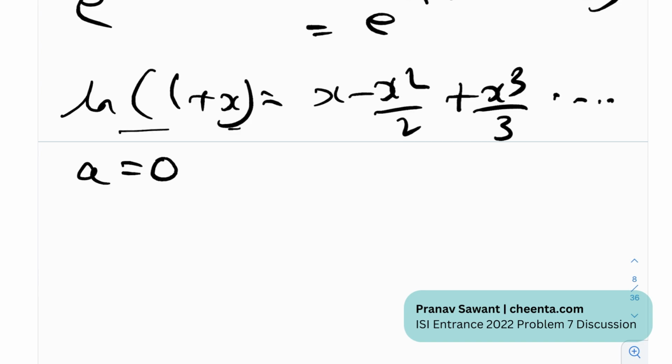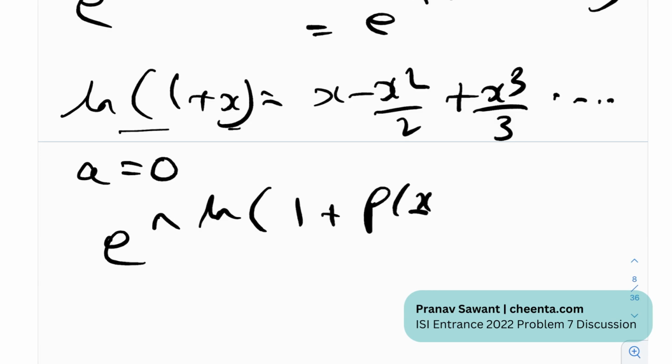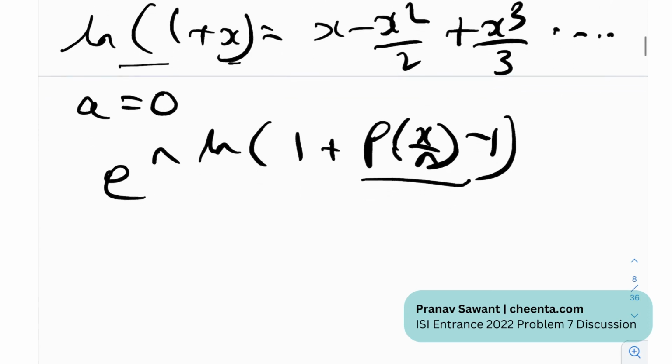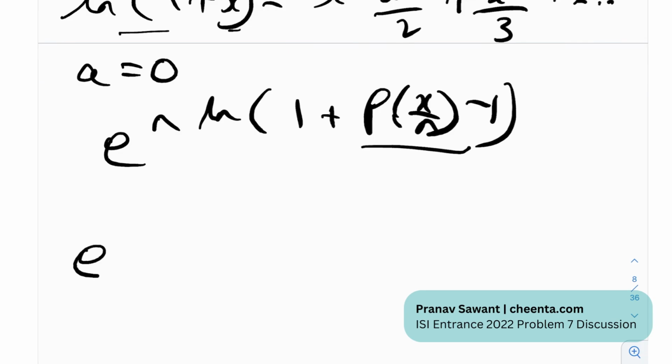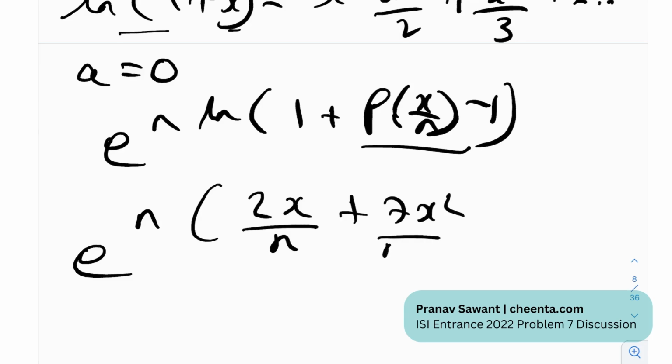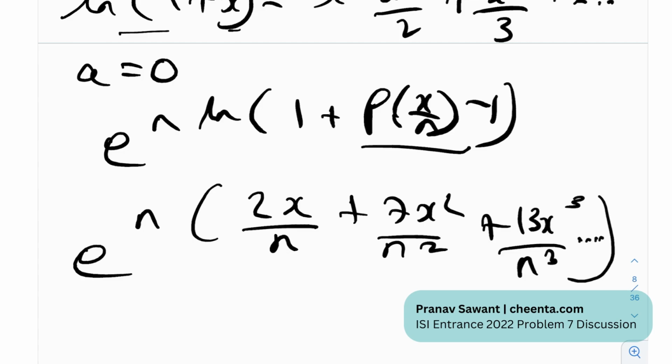And in our case, in the problem, we essentially had e raised to the power n times ln of 1 plus a certain quantity, p of x by n minus 1. So 1 plus this quantity over here, right? So now writing it in the form that is given to us using the expansion, we will get e raised to the power n times 2x by n plus 7x squared by n squared, plus 13x cubed by n cubed, and certain other terms, right?